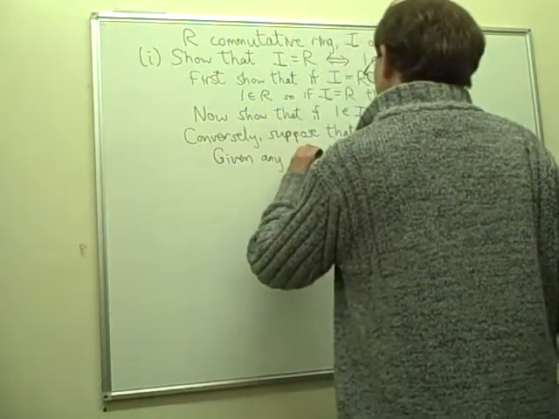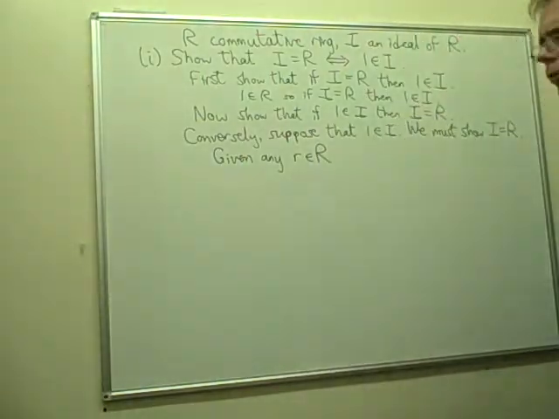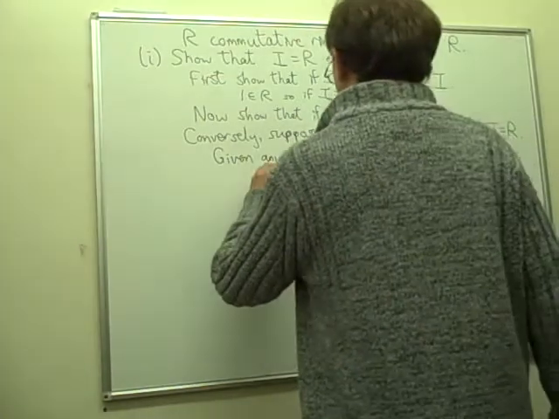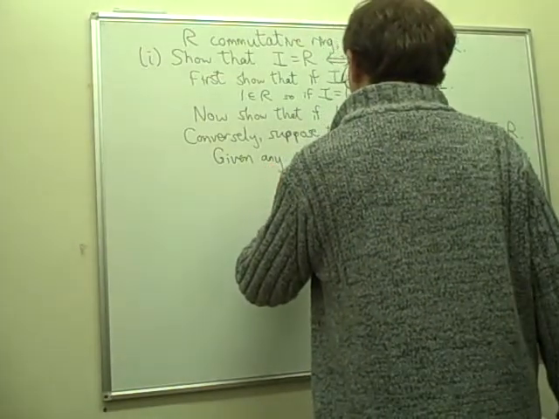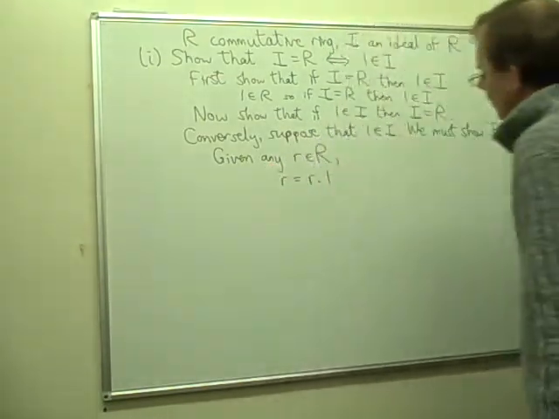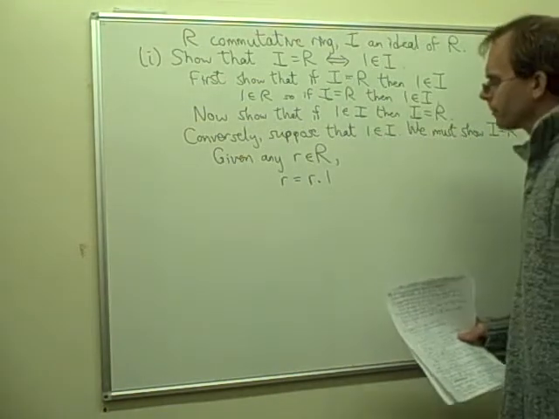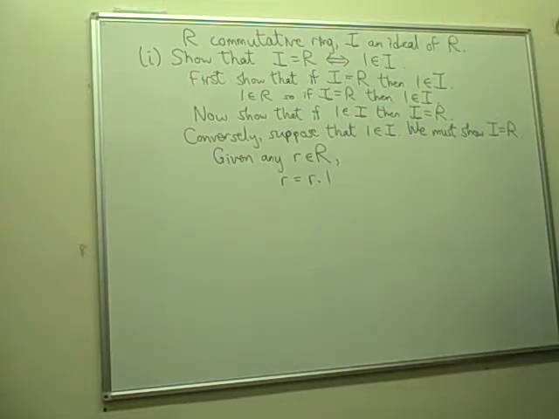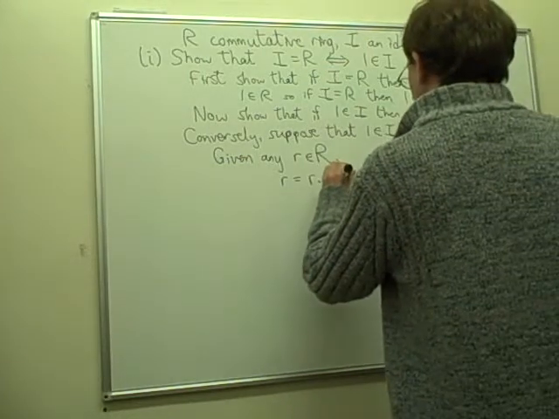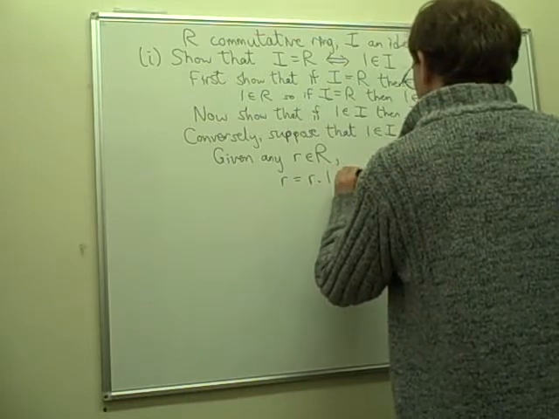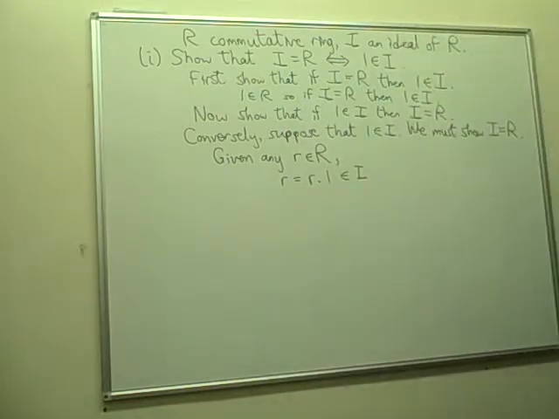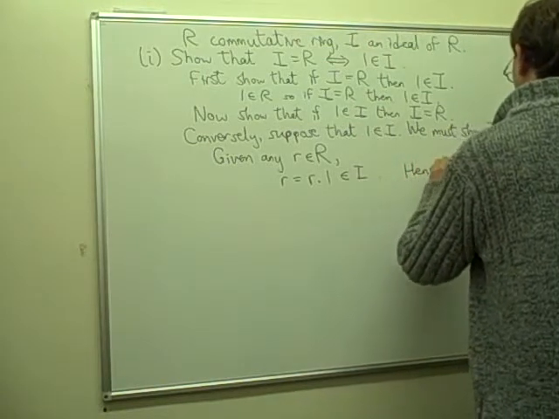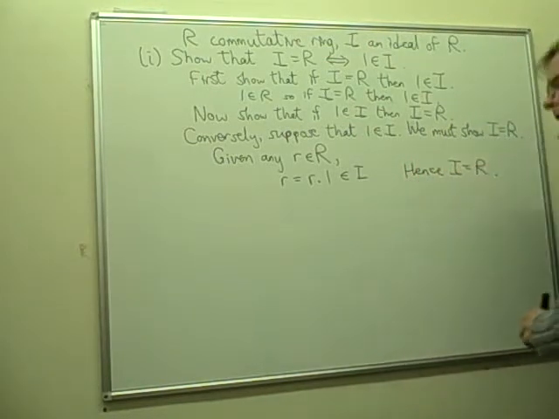So given any element of the ring, how do we show that that belongs to the ideal? Well, we simply write it as r times 1. And since 1 is in the ideal, r times 1 must also be in the ideal because it's an ideal. Hence, indeed, I is equal to R.